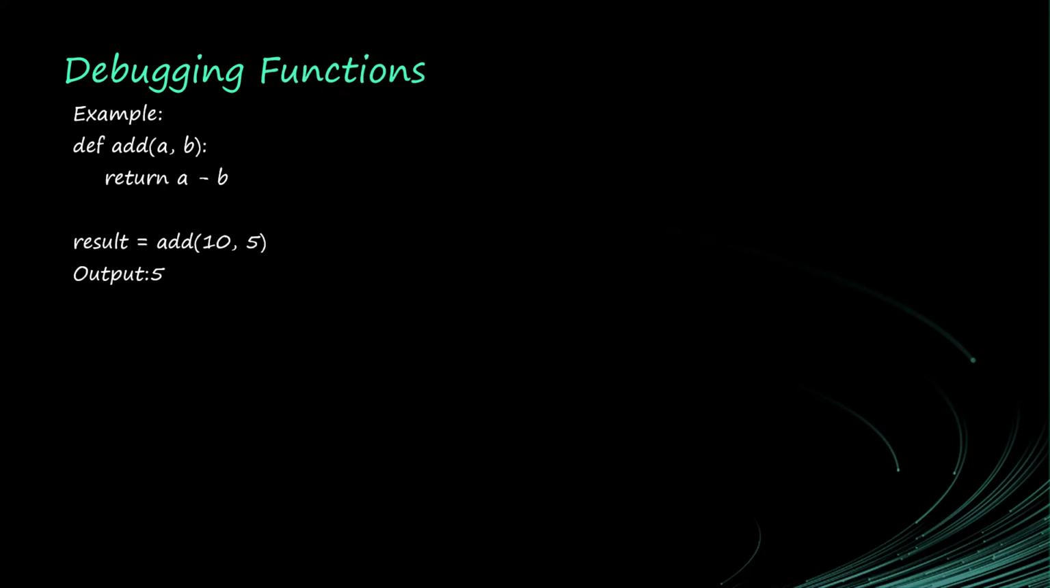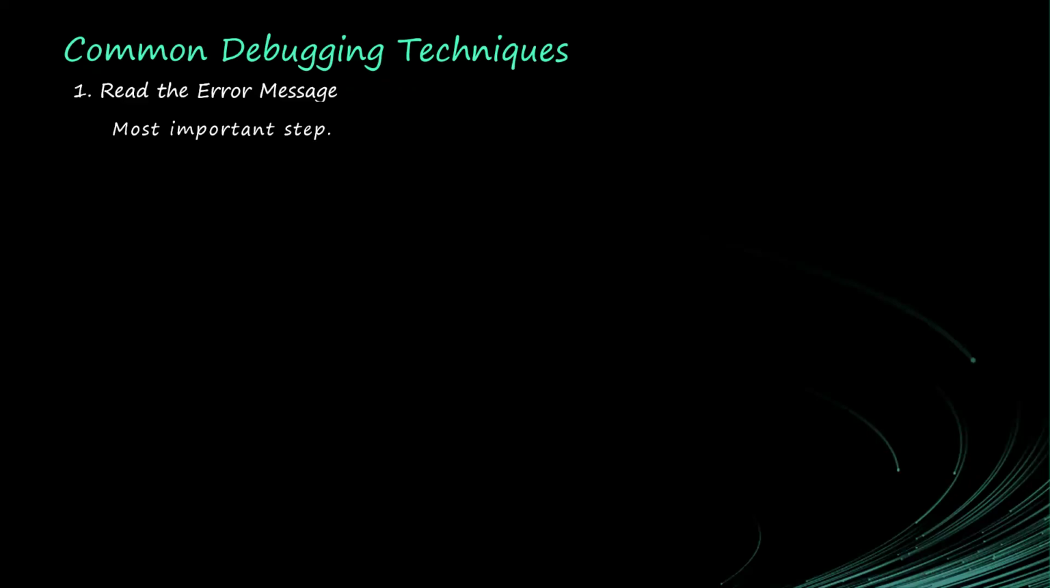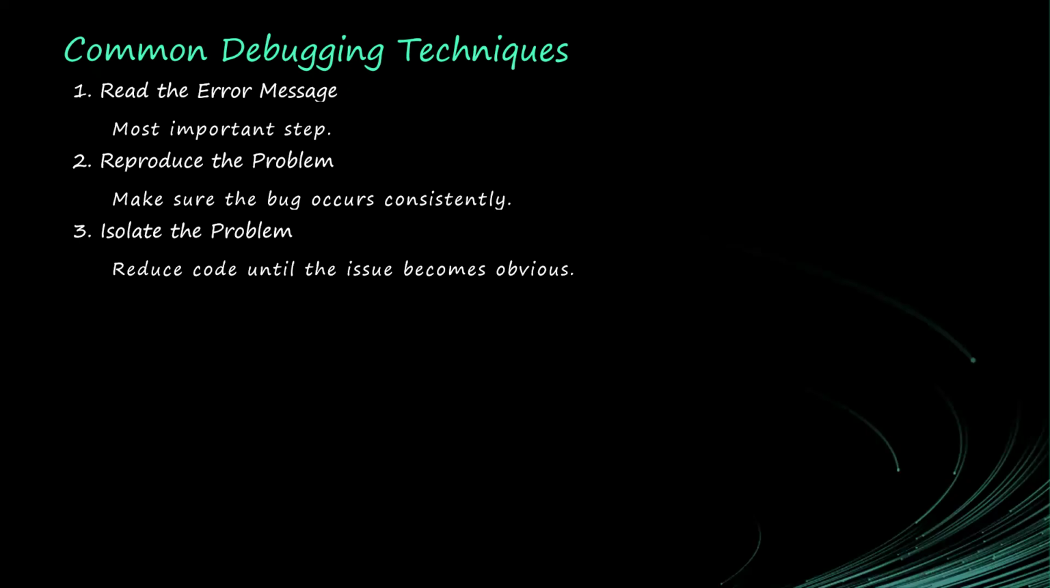So if you want to debug functions, you were expecting addition here, but you're doing subtraction. So you can inspect, use the print statement, or you can step through with your VS Code debugger. Step into the function and see what is really happening inside of it. Read the error message, the most important step. Reproduce the problem, making sure the bug occurs consistently. Isolate the problem and reduce the code causing it. You can comment it out to see exactly what is happening without that line.